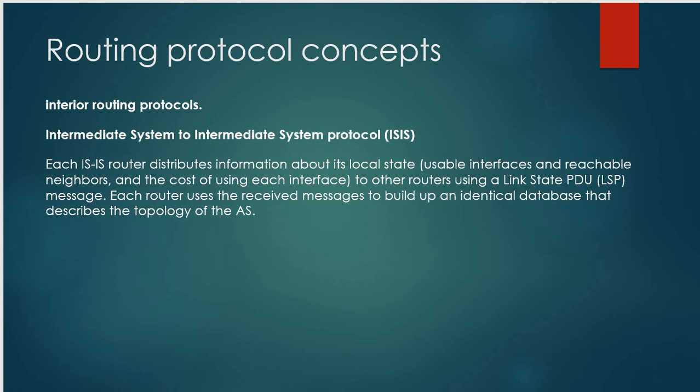So let's see here. ISIS distributes information about its local state to other routers using the link state message. Each router uses the received messages to build up an identical database that describes the topology of the autonomous system. So ISIS is a simple one in the interior gateway protocol.